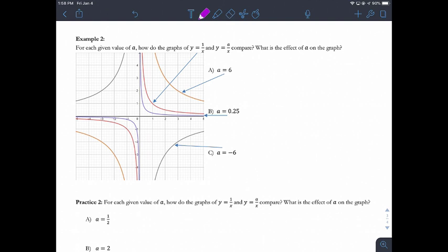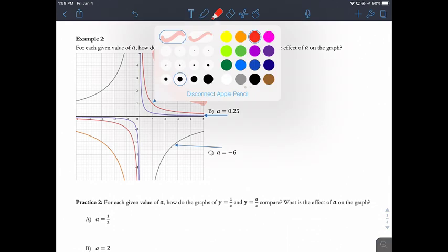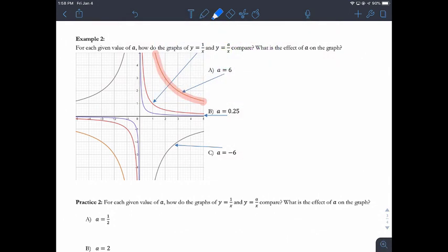So we're just comparing 1 over x and a over x, meaning that if a equals 6, we're comparing 1 over x to 6 over x. So in this case, if we look at this line right here, I've drawn an arrow to it, we are comparing that to the original, the parent function, which is this red one right here. So we want to know how those two graphs are related whenever we change the a value.